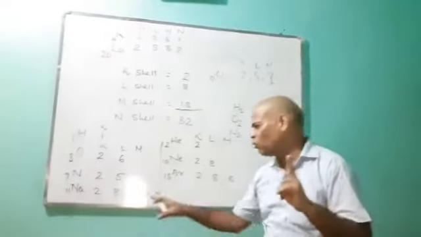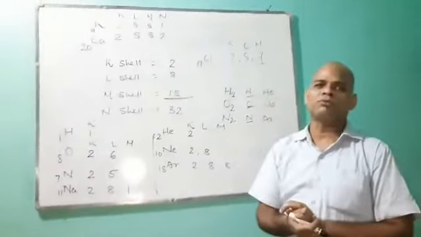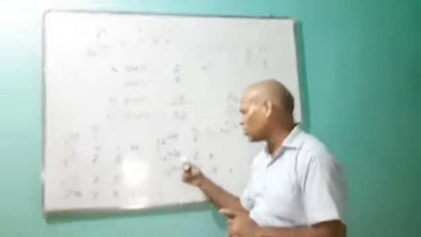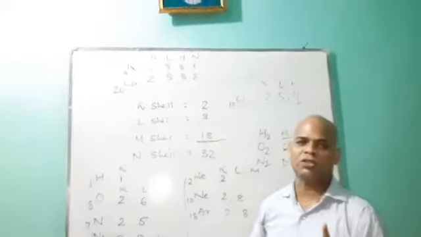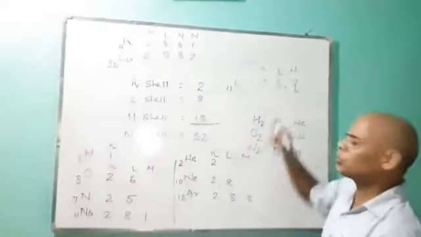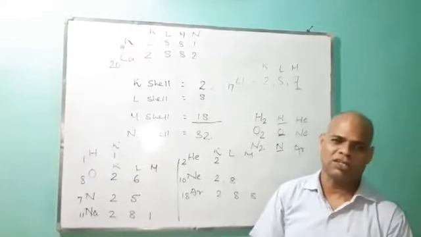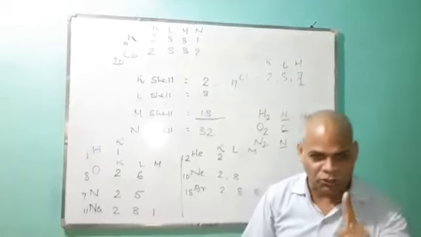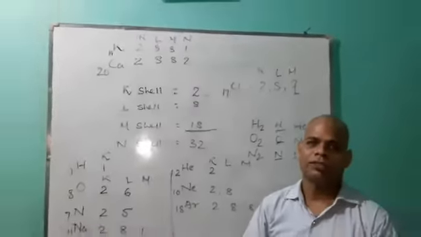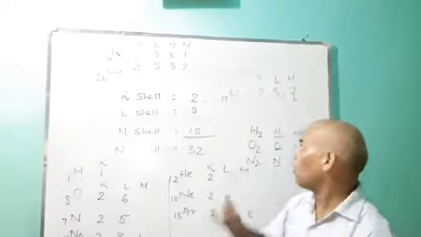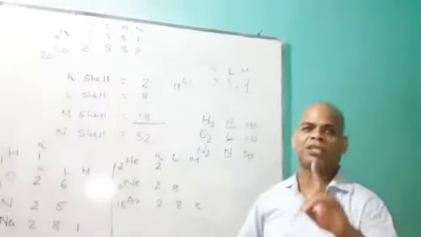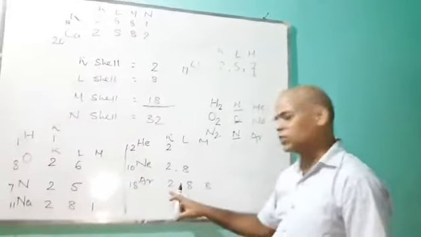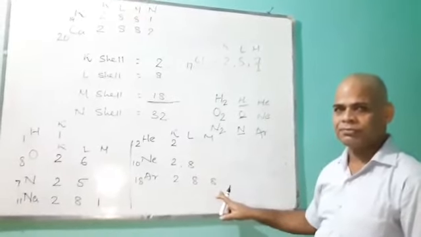Sodium has 1 electron in its outermost shell. Sodium tries to achieve the electronic configuration of neon. For it, sodium is losing 1 electron. Chlorine has 7 electrons in its outermost shell, so it prefers to gain 1 electron, because chlorine has a dream to achieve the electronic configuration of argon, that is 2, 8, 8.